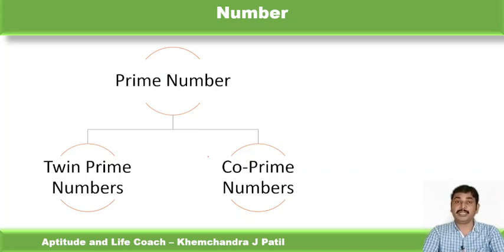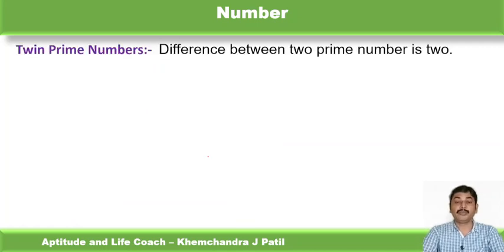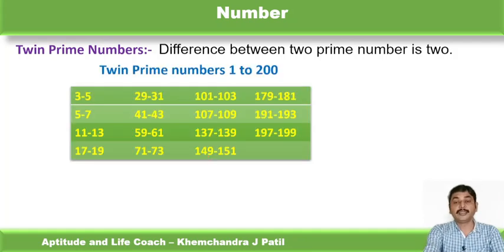These concepts are very, very important for solving the questions. Now, twin prime numbers. When the difference between two prime numbers is 2, then that pair of prime numbers is called a twin prime number. Now from 1 to 200, these are the twin prime number pairs.